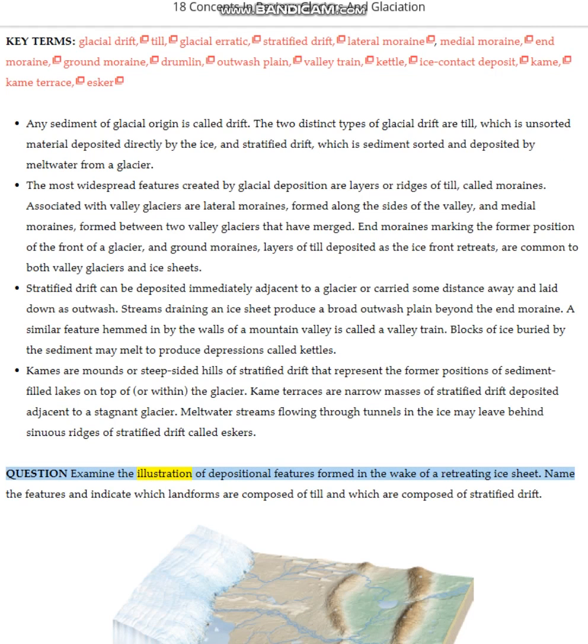Question: Examine the illustration of depositional features formed in the wake of a retreating ice sheet. Name the features and indicate which landforms are composed of till and which are composed of stratified drift.